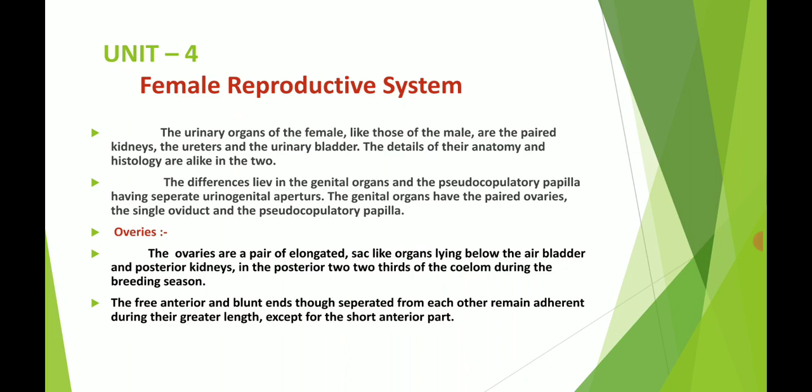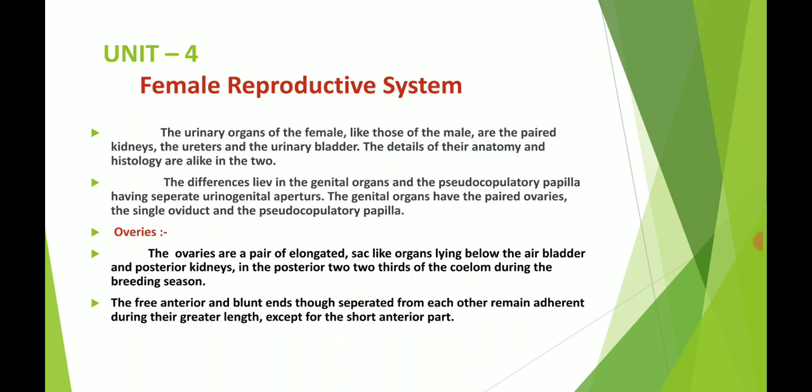The urinary organs of the female, which, like those of the male, are the paired kidneys, the ureter and the urinary bladder. The details of their anatomy and histology are alike in the two. Here the male has paired kidneys, the ureter as well as the urinary bladder. We will see the detailed anatomy on the histological slides.